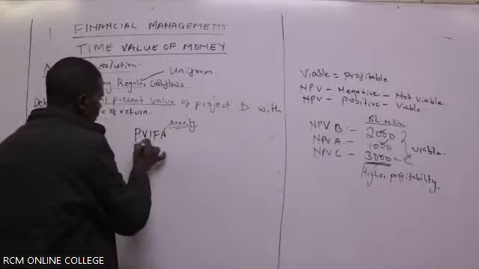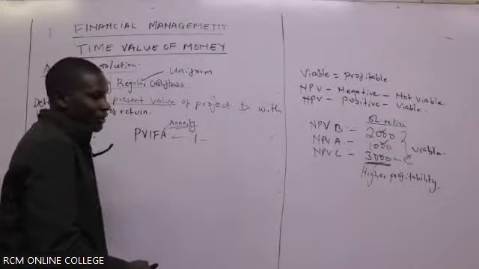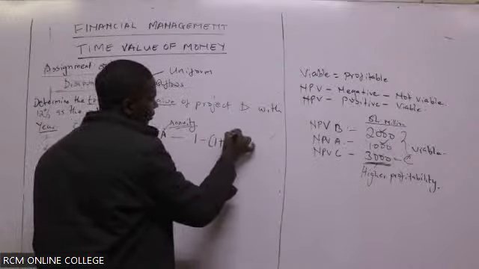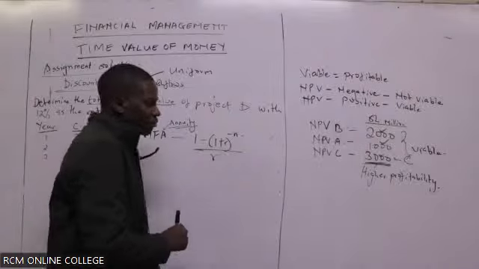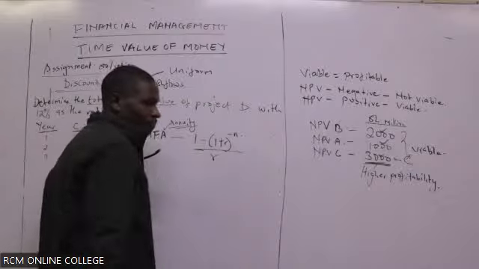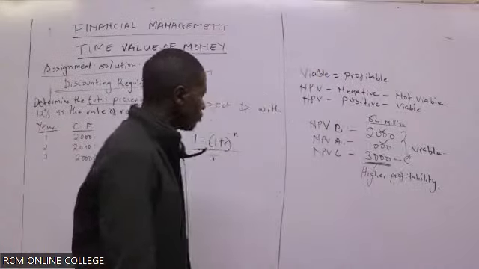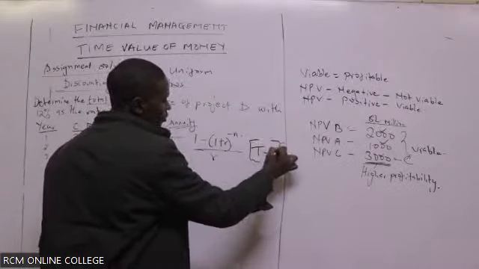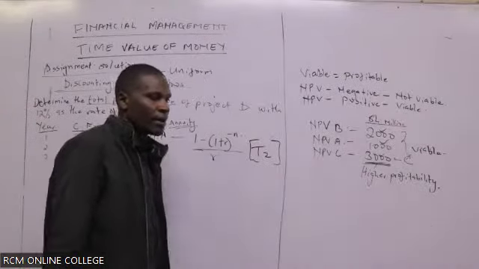So the formula for PVFA is 1 minus (1 plus R) raised to negative n, divided by R, where n is the number of periods and R is the rate of return. I told you this one is golden, so write it somewhere. For you to compute this, we use table number 2. Still, you can use the calculator by feeding this in.